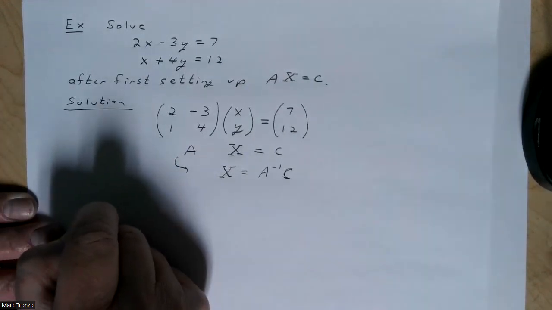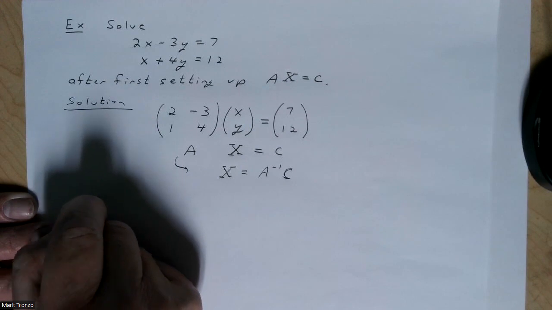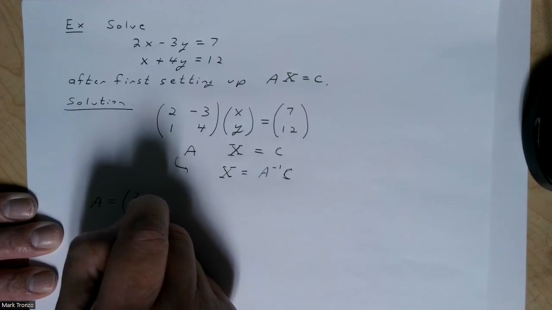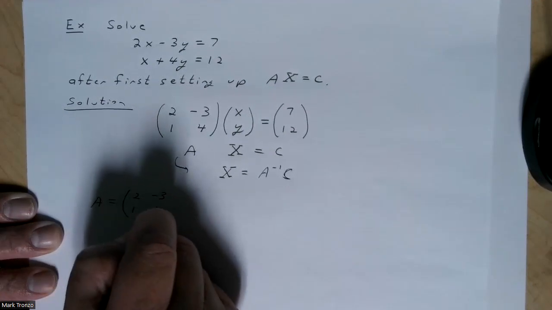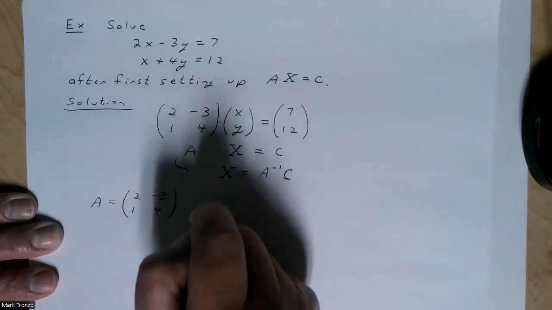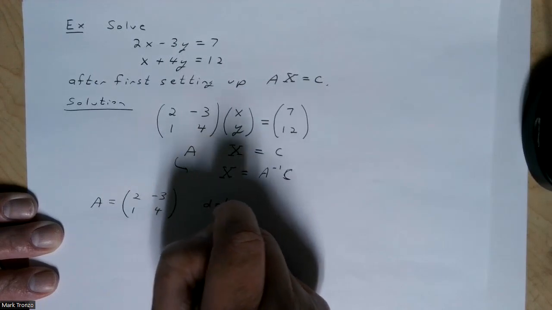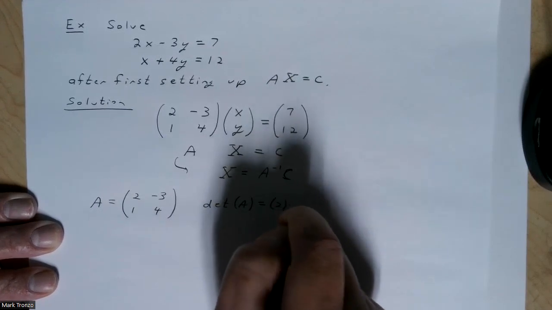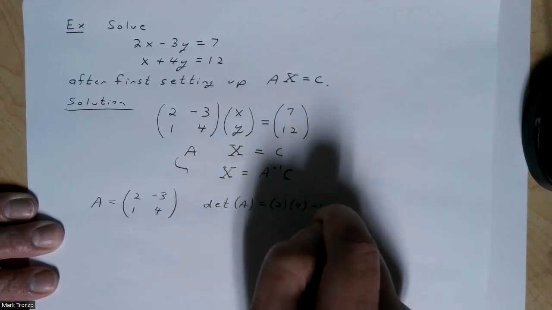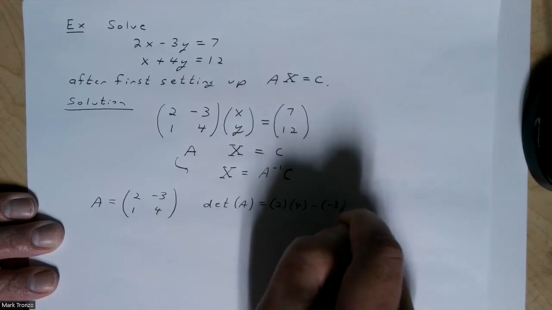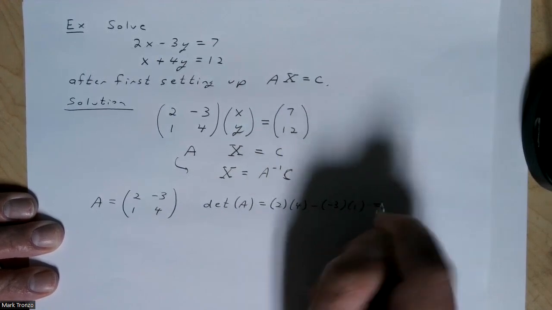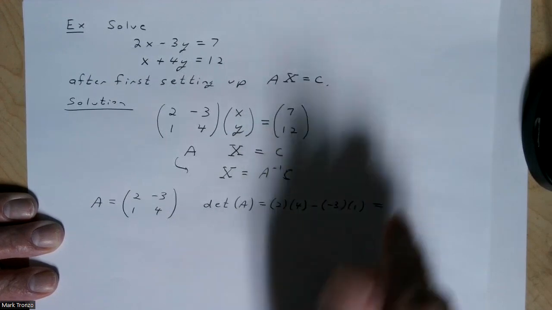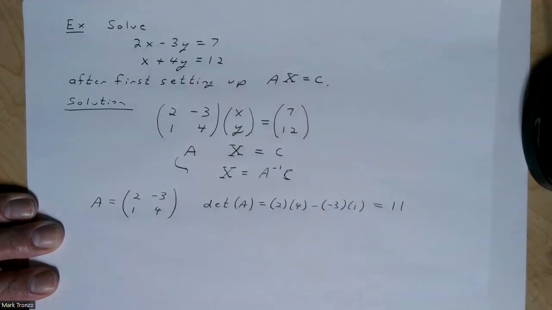So again, if we have A equal to 2, minus 3, 1, 4, we can find the inverse by first finding the determinant of A: upper left times lower right minus upper right times lower left. And that's going to be 8 minus a minus 3. That's going to end up being a positive 11.